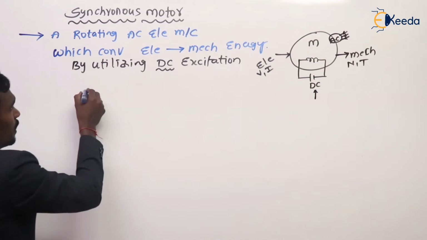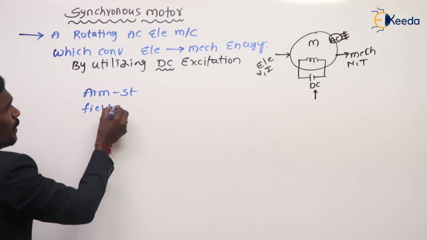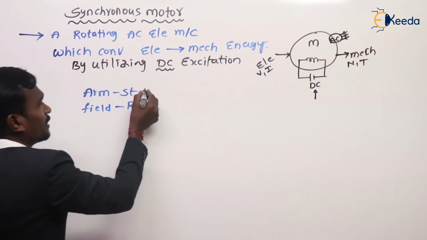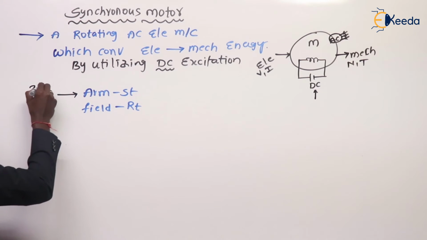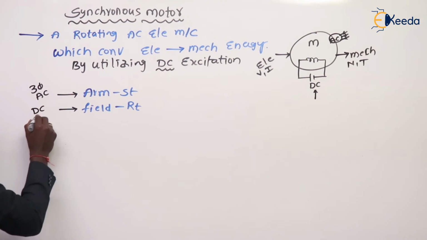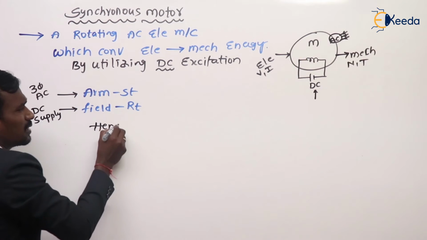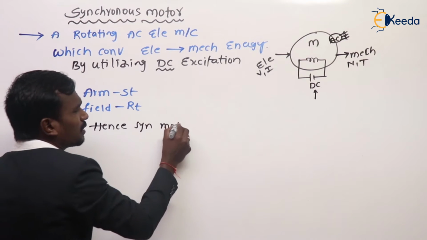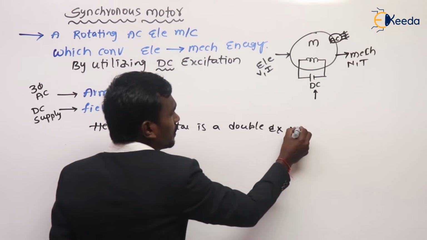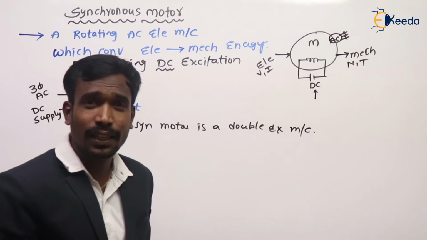Generally we have the armature on the stator and the field winding on the rotor. The armature on the stator is given a three-phase AC supply, and the field winding on the rotor is given a DC supply. Hence, the synchronous motor is a double excited machine. This is exactly a double excited machine. Are you okay?